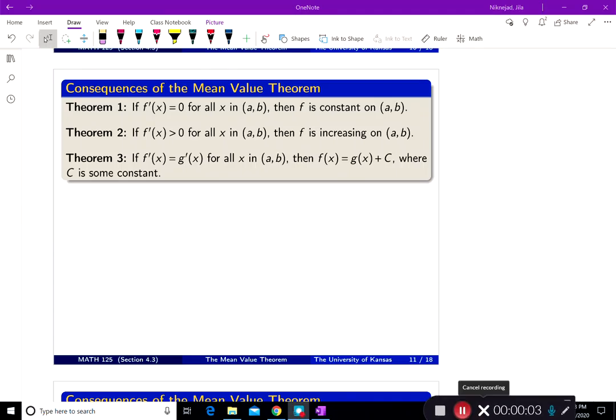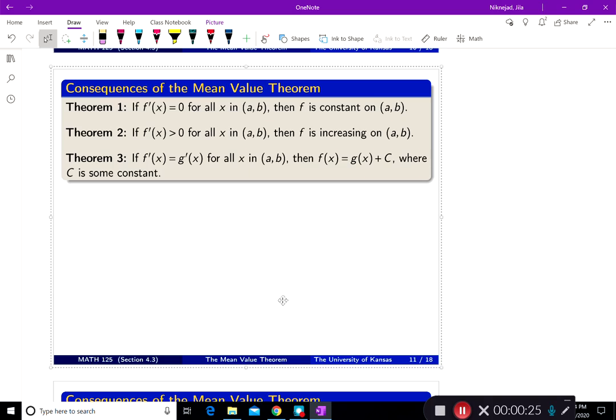We're back on section 4.3, and there are a few theorems that are consequences of the mean value theorem. Theorem 1: if f prime of x is equal to 0 for all x in the open interval (a, b), then f is constant on (a, b).